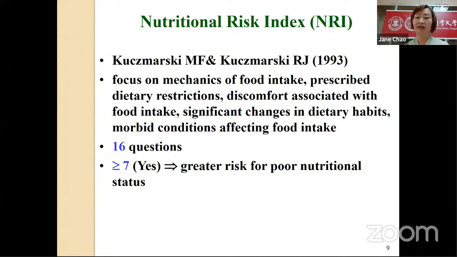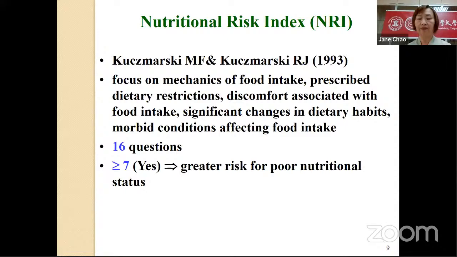Does anybody want to answer my question or give some examples? For example, for hypertensive patients, what kind of dietary restriction will the dietitian or physician prescribe? How about a low sodium diet? So for hypertensive patients, dietitians or physicians will prescribe a low sodium diet. This low sodium diet we call a prescribed dietary restriction. For chronic kidney disease patients, we can also prescribe a low protein diet. So this low protein diet is also a prescribed dietary restriction.